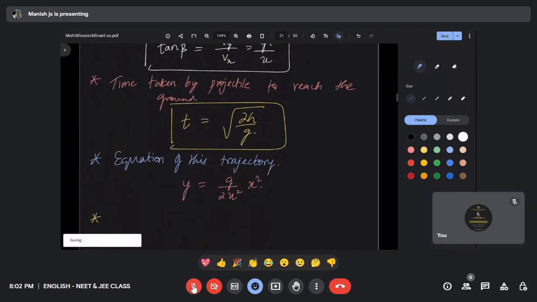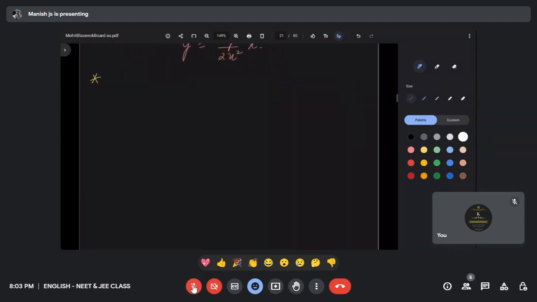In projectile motion we have seen two cases. One is when it is projected from the ground level, and one more when it is projected from a certain height. So we have seen both of these. Now we are moving on to the last part of projectile motion. In the last part we have the third case, so let me put it as case 3 of projectile.